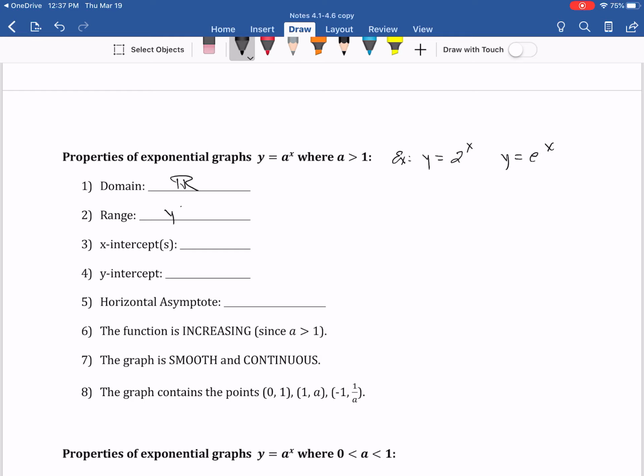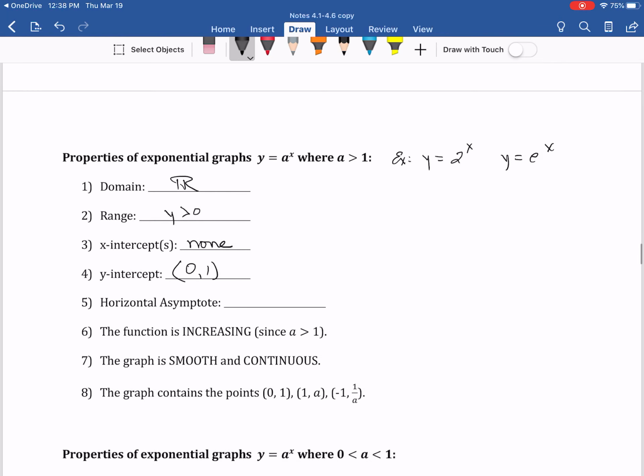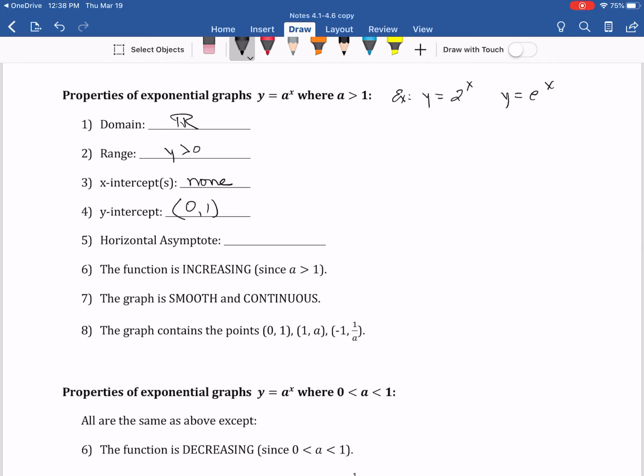The range is all positive values. The x-intercept, there are none. It will never cross the x-axis. Remember, this is without any shifting, just your basic exponential graph. The y-intercept will always be this key point, (0, 1). Plug in 0 for x, your output is a 1. The horizontal asymptote is going to be the x-axis. That's the line y equals 0.